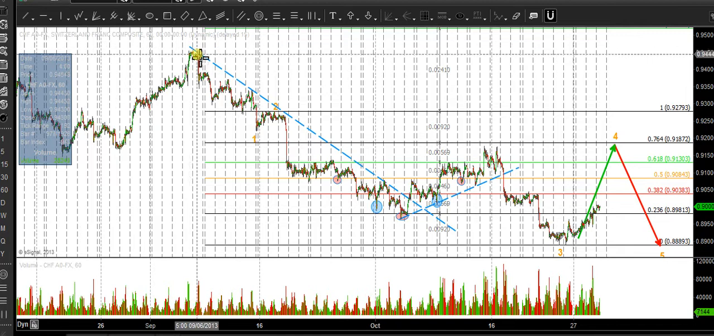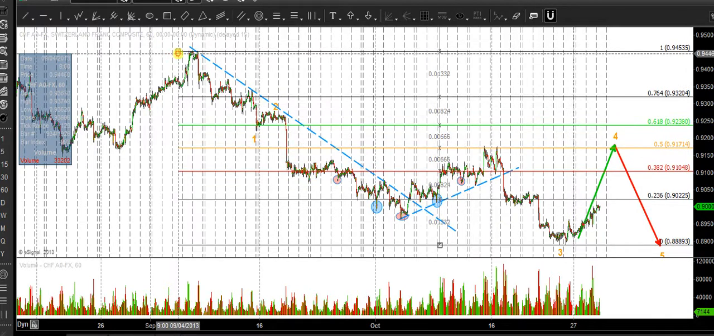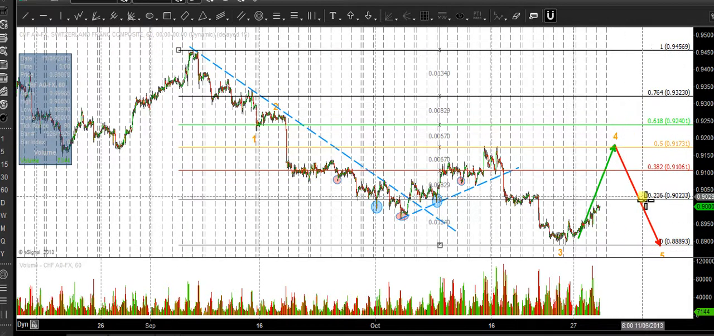Now, we can just play devil's advocate and just keep that alternate count, which would have us at 1, 2, 3, 4, 5. Then at that point, we're still in that corrective phase. So if that's the case, then we could look to target that 38.2% fib and then that 61.8% fib. So the 38.2 would put us at 91, and the 61.8 fib would put us at our targets right now, which is set at 92.5.